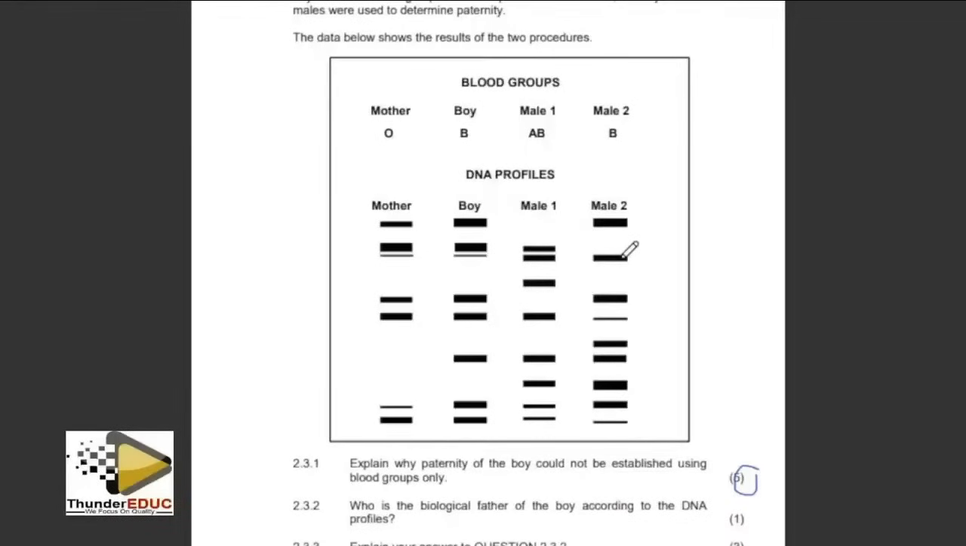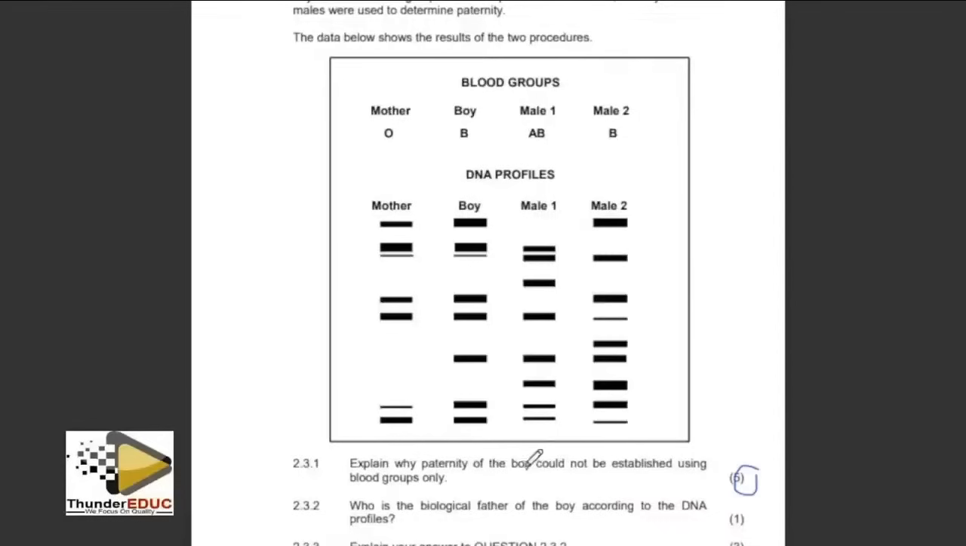So whom are you going to say is not the father, who is, or whom are you going to say is the father? So it means that you end up losing the what? The mark. All right. Why is it not conclusive? Because many people have the same type of blood group.